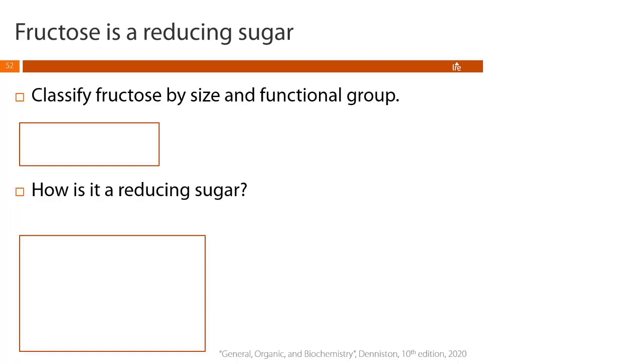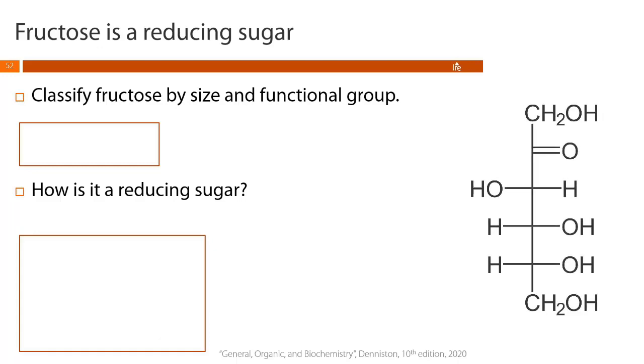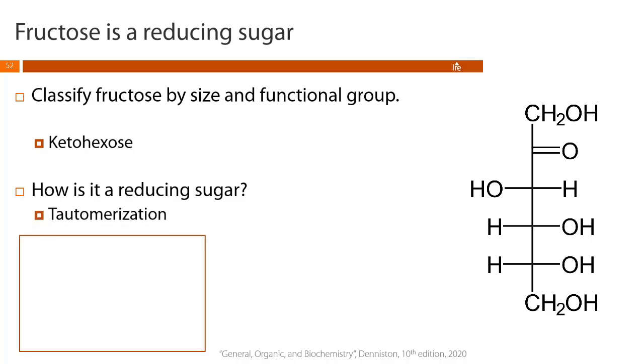Okay, so now I'm going to throw a curveball at you. Fructose is actually a reducing sugar. So go ahead and look back at your notes from this video and classify fructose for me, by size and functional group. That's right, fructose is a ketohexose. So fructose does not have an aldehyde group, whether it's in the linear form or the cyclic form. Fructose is a reducing sugar because of something called tautomerization.